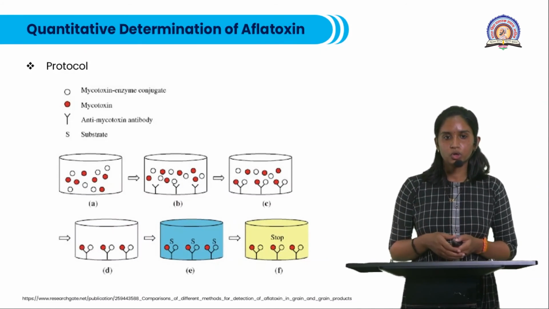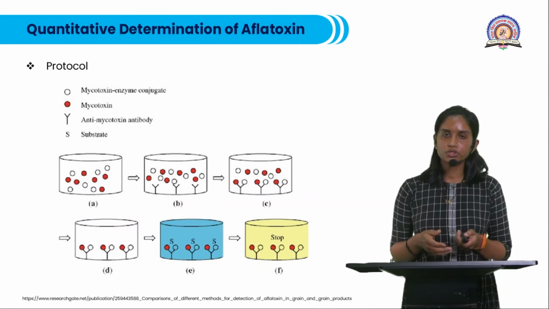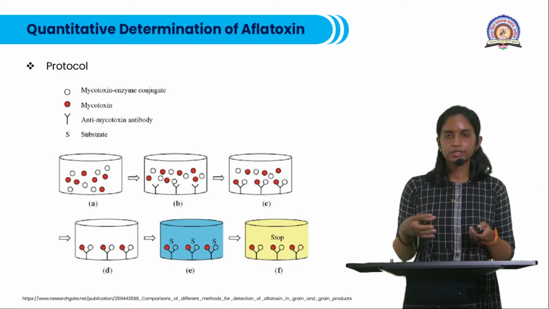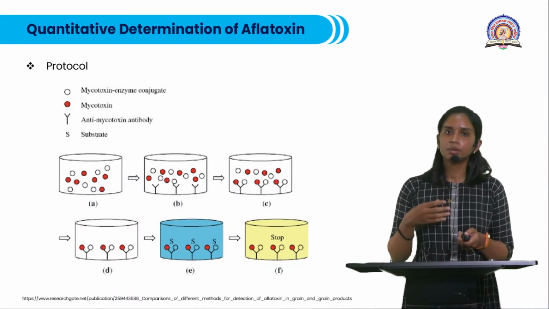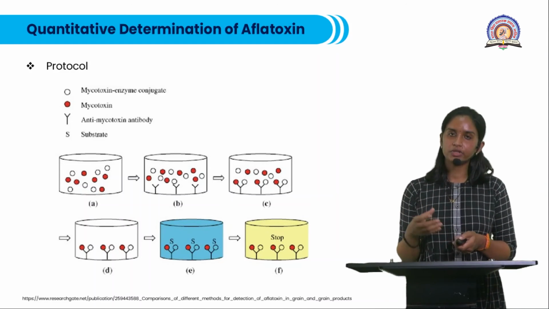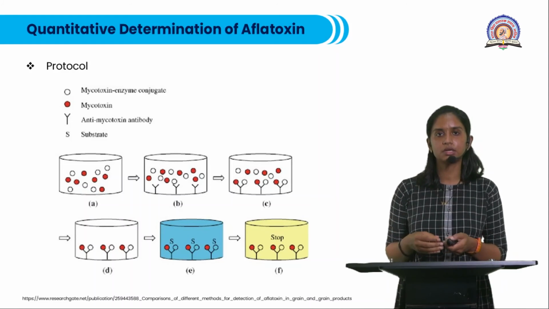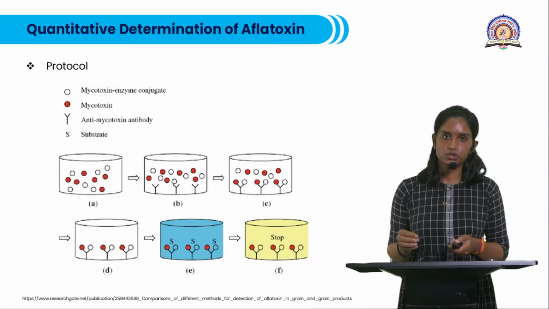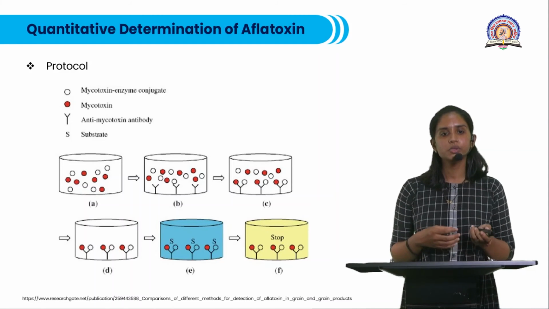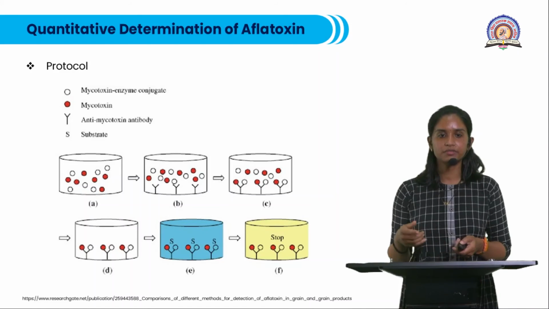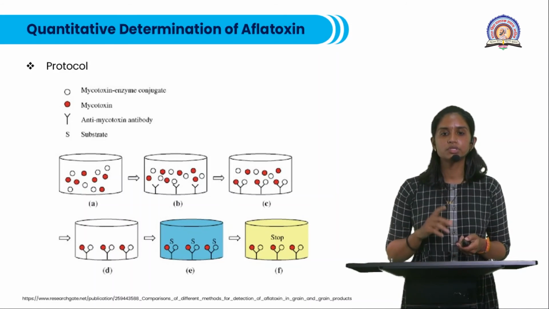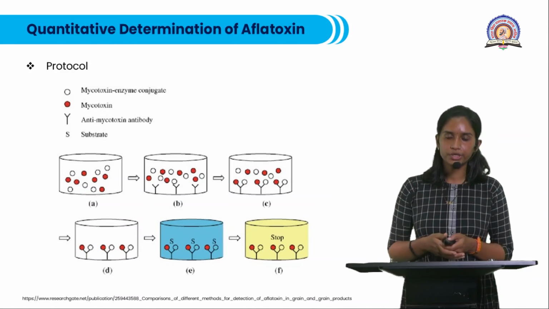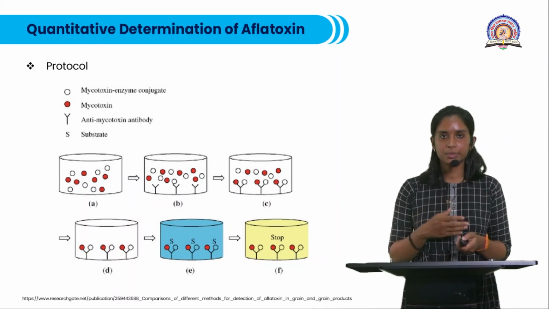Now this is the protocol. So first thing that you are going to do is you will incubate mycotoxin and mycotoxin enzyme conjugate together. Then you will add this mixture into the microtiter plate which is already coated with the antibodies specific against this aflatoxin. Then you will wash out the unbound molecules from this microtiter plate and then you will add substrate in this plate that will be converted into product and you will stop the reactions. All the reactions you are going to stop at the same point so that incubation period will remain the same.